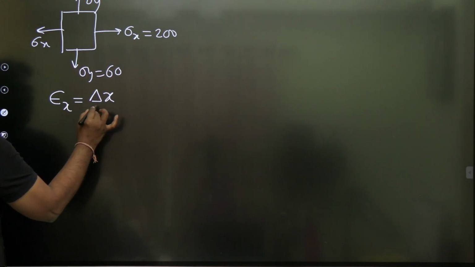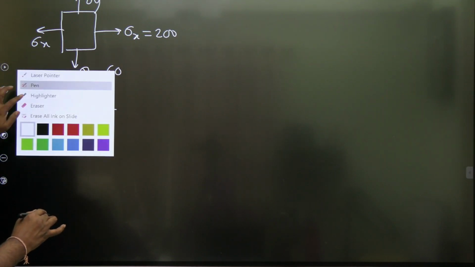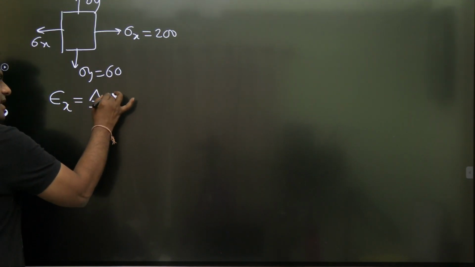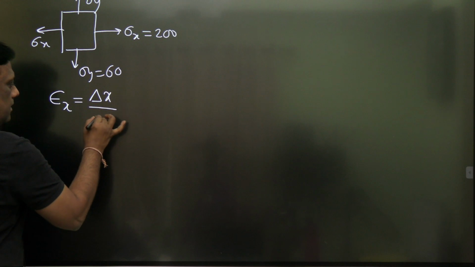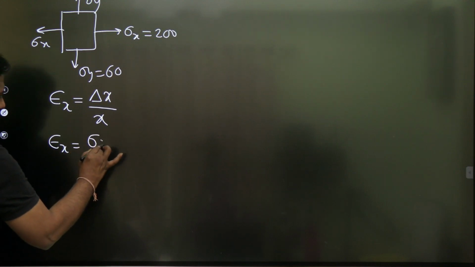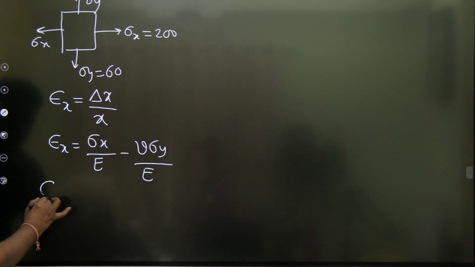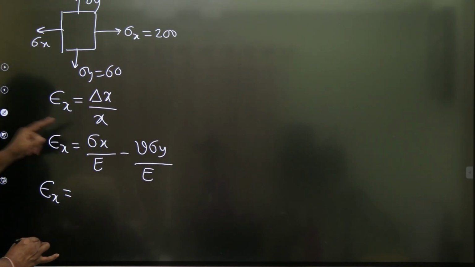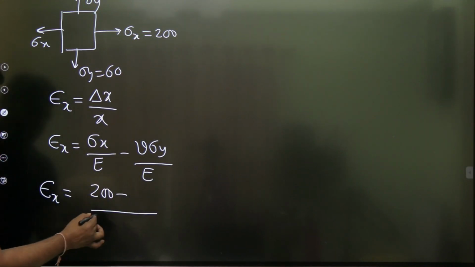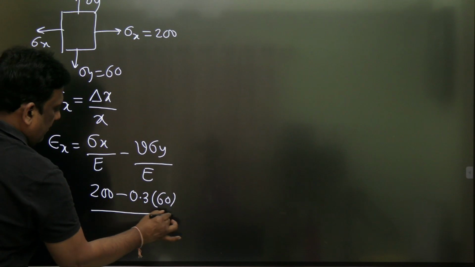In x direction the dimension is this and the original dimension. Or you know, my dear students, one second, let me see. Okay, no problem at all. Let us find out this value. So epsilon x is equal to sigma x by E minus nu sigma y by E. So epsilon x is equal to sigma x. What is sigma x? It is 200. And the denominator is constant, so therefore LCM is same. So Poisson's ratio, I think it is 0.3 and sigma y is 60 divided by E.